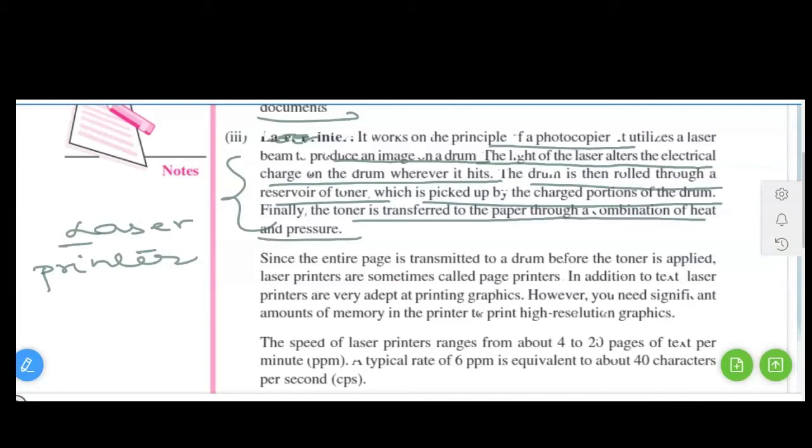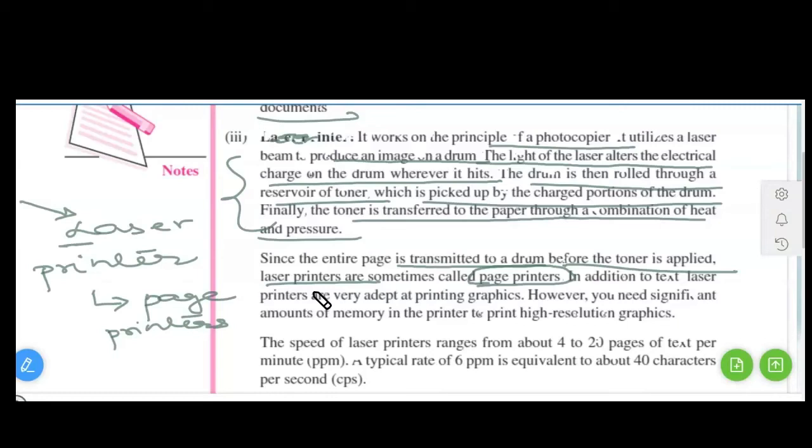What is the specialty of laser printer? It uses a special beam of laser to work, and this is the mechanism of how it works. This kind of printer is also known as a page printer, since the entire page is transmitted to a drum. The entire page is transferred to a drum before the toner is applied. Then it is known as laser printer. So you have to know which are page printers, which are character printers, and which are line by line printers. That is one important thing.